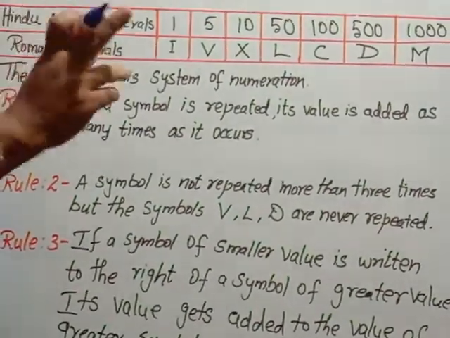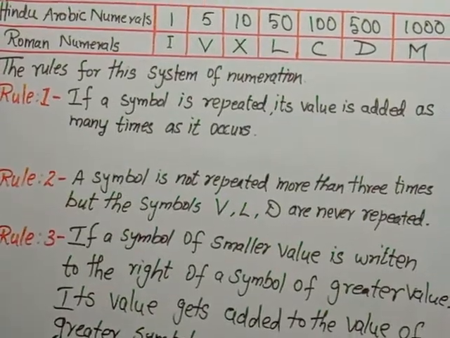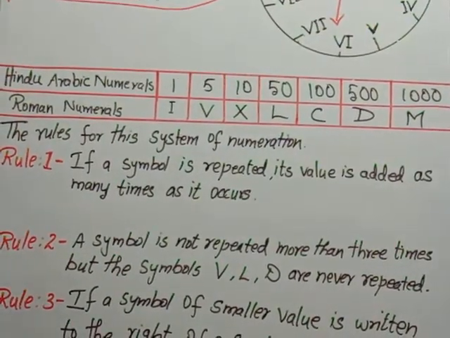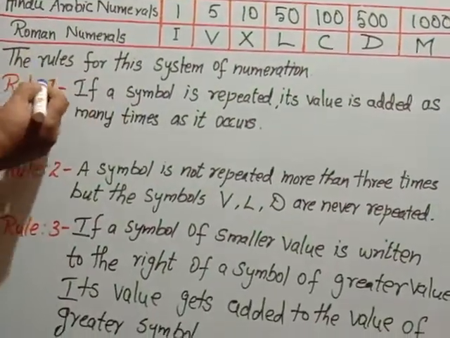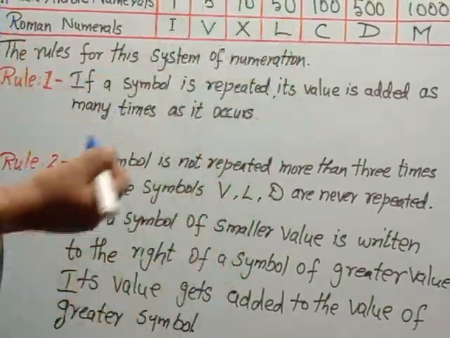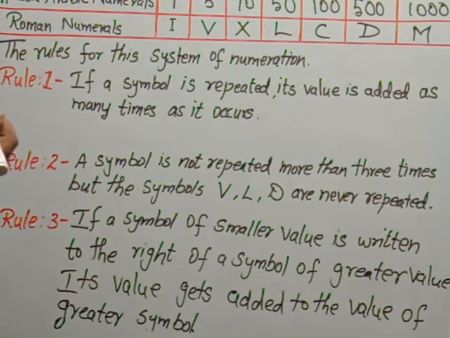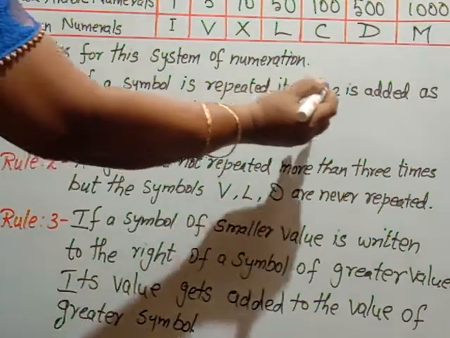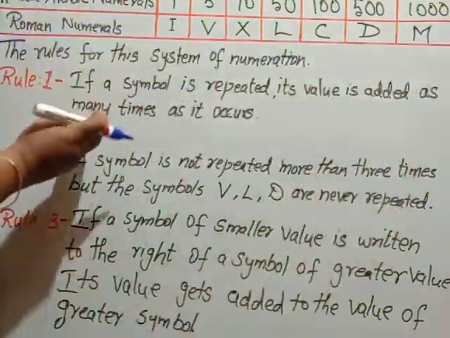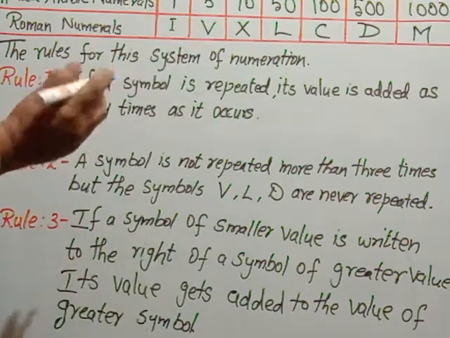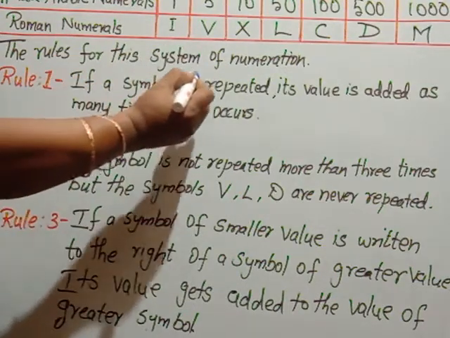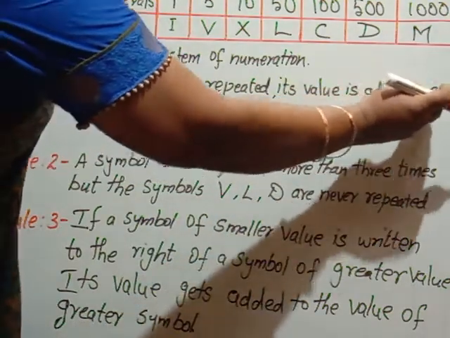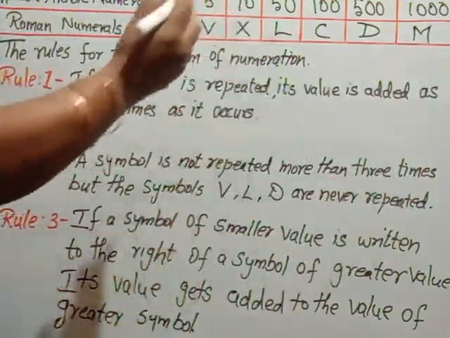Understood, children? Only 7 numerals. When we are writing these 7 numerals, we have to follow some rules. Shall we see the rules for this system of numeration? What is the first rule? If a symbol is repeated, its value is added as many times as it occurs.